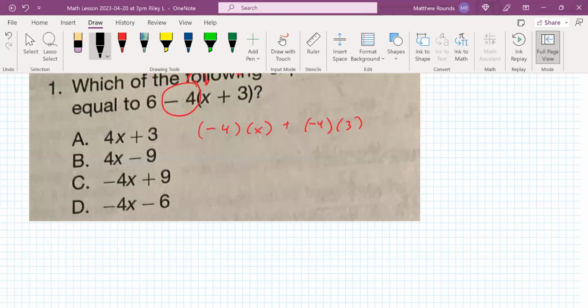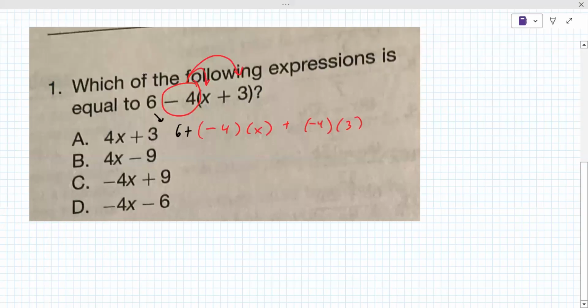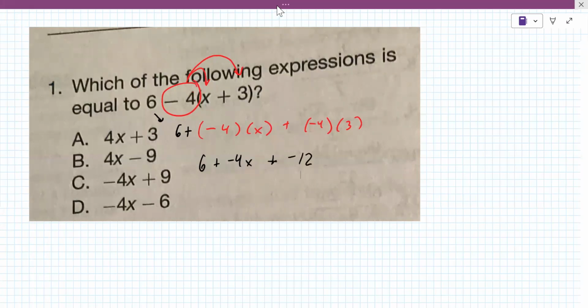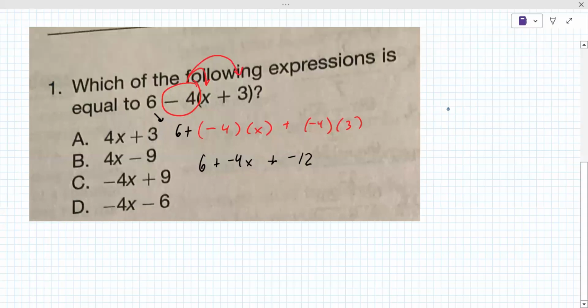And then you're just bringing the 6 down for the moment. What is -4 times x? -4x. 6 plus that, and then -4 times 3. -12. Okay. Are there any like terms here? Are there any things that you can combine? The 6 and the -12. Good. What does that become? -6. Okay.